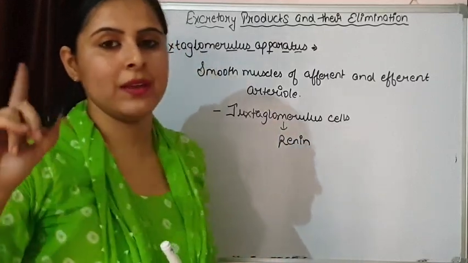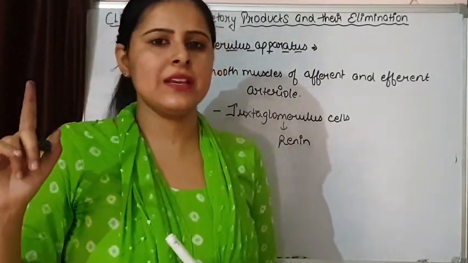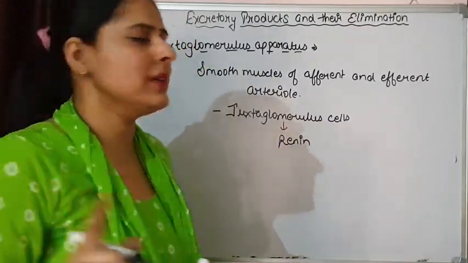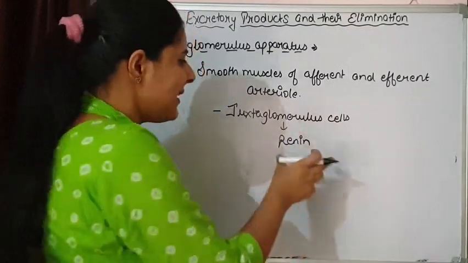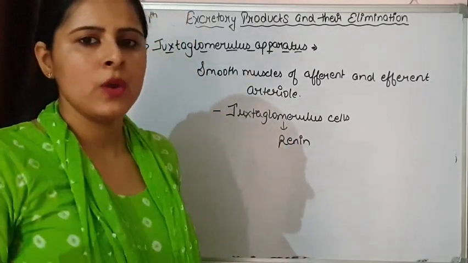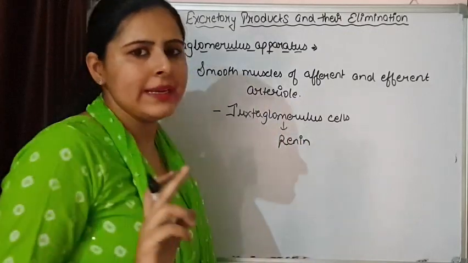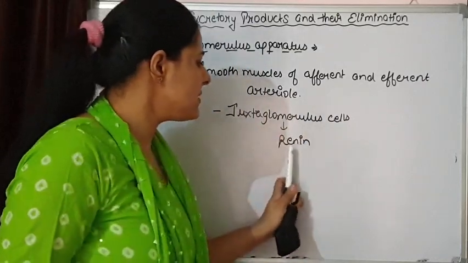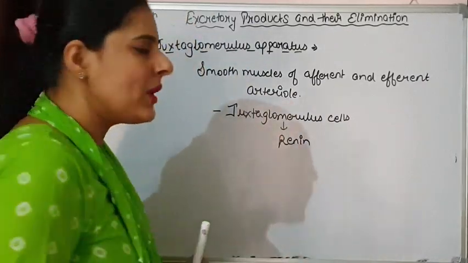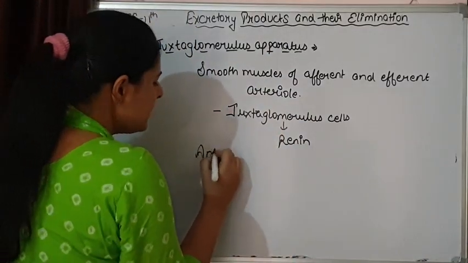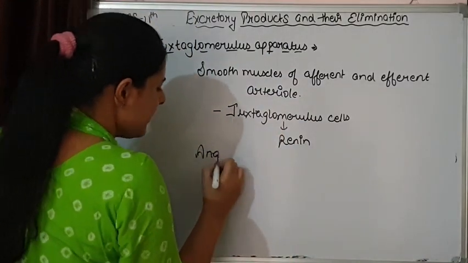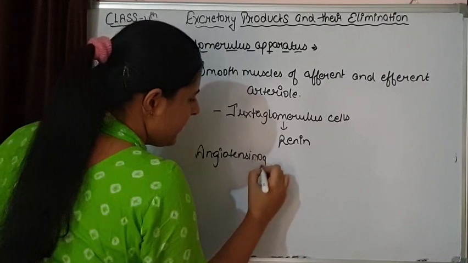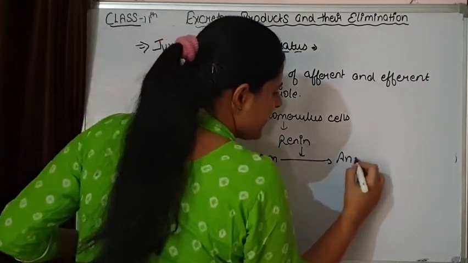There is a difference between the rennin that is synthesized in the gastric juice in the stomach and this renin. So it is an enzyme that is going to behave as a hormone and it is produced by the kidney cells. Remember this difference between these two. So the juxtaglomerular cells are going to secrete renin. What is this renin going to do? The renin is going to activate angiotensinogen into angiotensin.